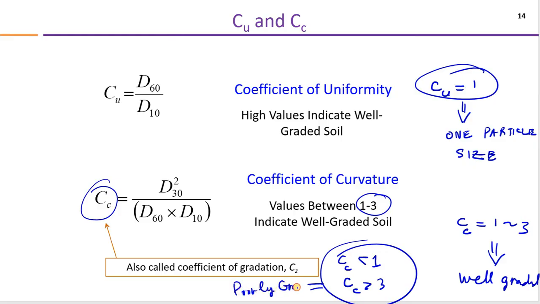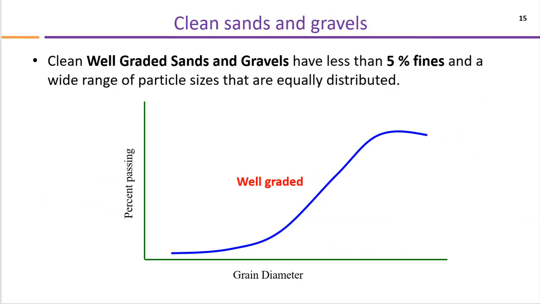Poorly graded is also called uniform graded, meaning one particle size or fewer particle sizes. A well graded curve always has a very long, stretched S-shaped curve. One more important thing here: if the percentage of fines, passing number 200 sieve, is less than 5%, then it is called clean sand and gravel.